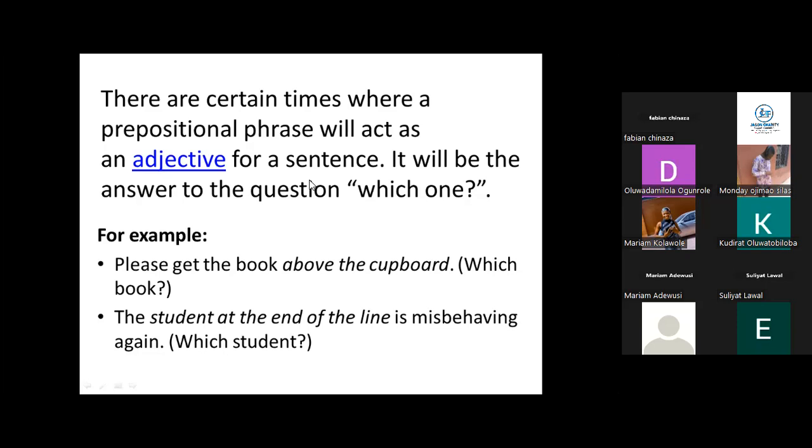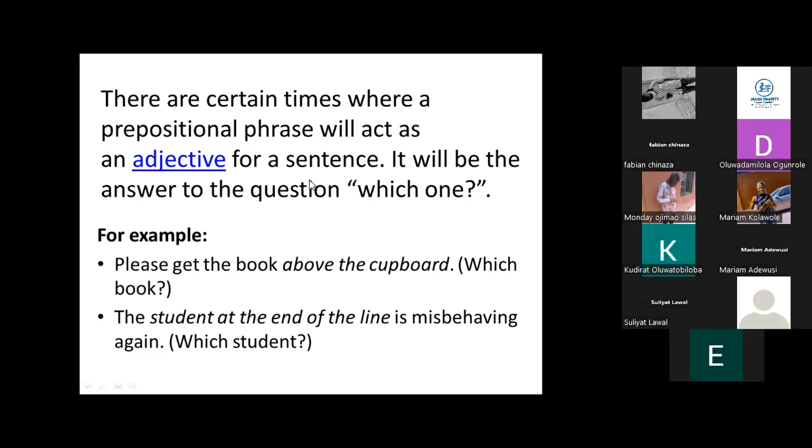Please get the book above the cupboard. The question will be, which book? And then you would see that it is the one above the cupboard. So now that prepositional phrase is trying to act as an adjective describing the book. So a prepositional phrase can also act as what? As an adjective. Remember, an adjective will always describe or get us more information about a noun.